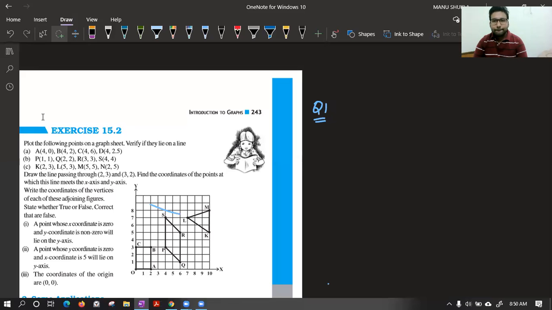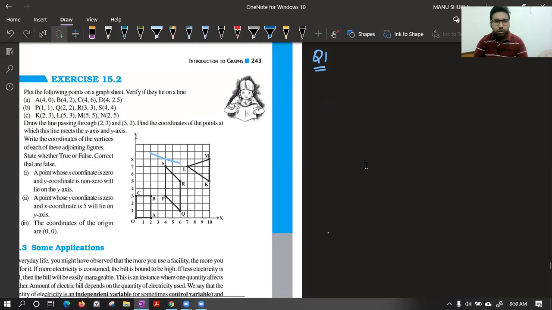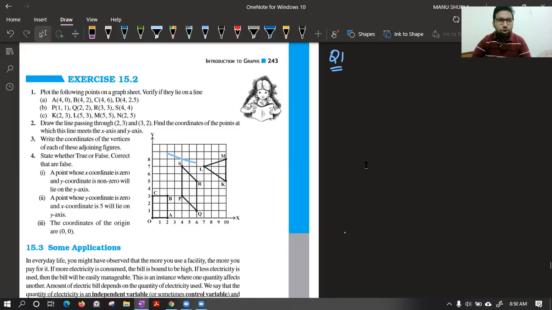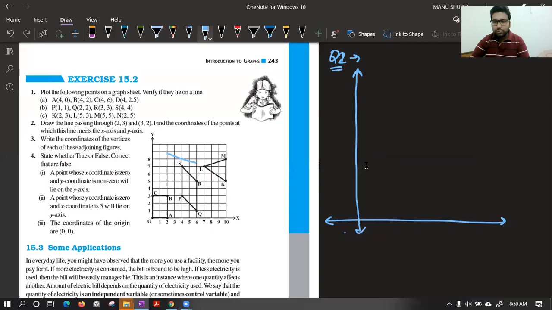Okay, gone. Now we are going to see question number 2. In question number 2, they are saying draw the line passing through (2, 3) and (3, 2). So this is your graph. This time origin O, x, x dash, y, y dash. 2 axes we have drawn.